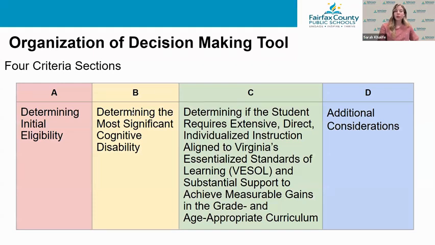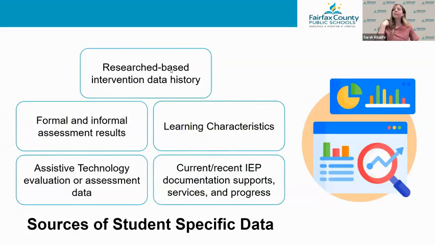The new tool is organized into 4 criteria sections. These sections directly align to the previous criteria eligibility questions. Again, the criteria has not changed, just the tool used at IEP meetings has. As the IEP team works through each of the 4 steps in the process, it will be important to document data which was used to make the decisions.